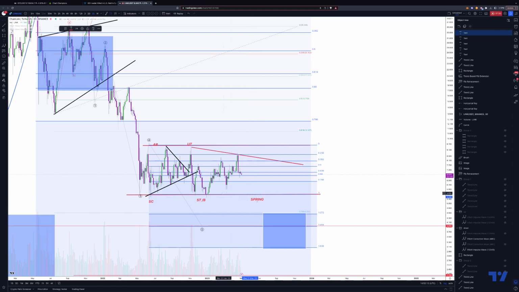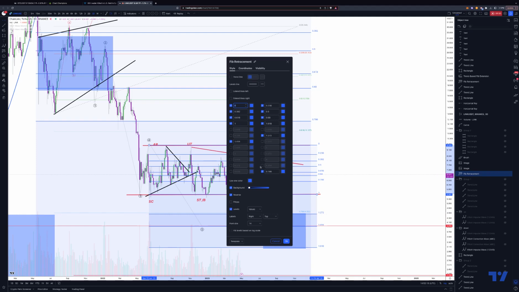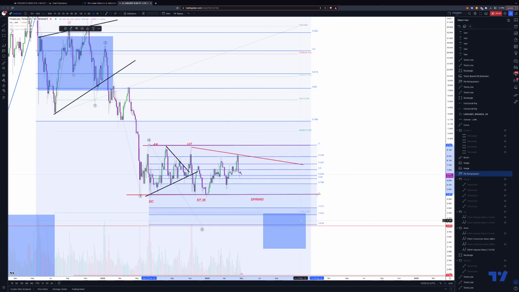The spring can actually go below this, and if we were to add this, where is it? Here we go. Just shrink it up with the log setting on, and we have this target, this range here. You might go further down, but never know. That is very possible as well. It's still on the cards, but I doubt it. My spring, I think, should be here.